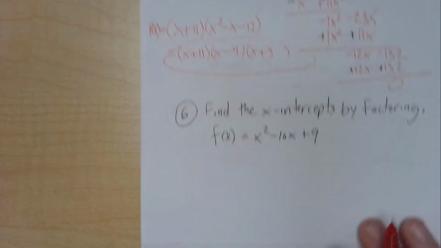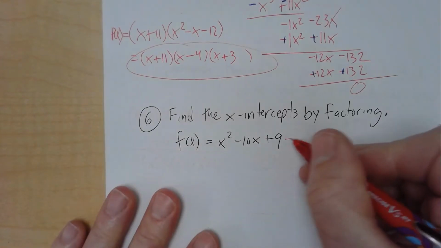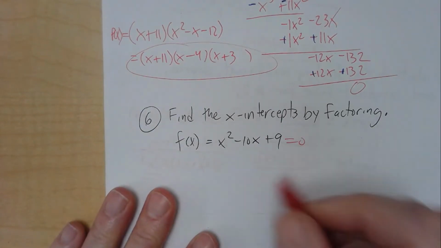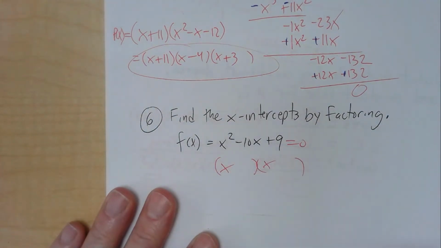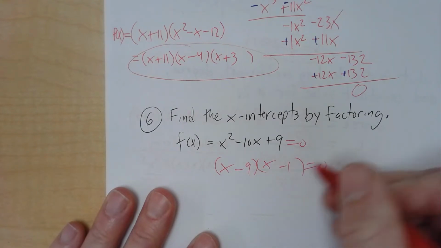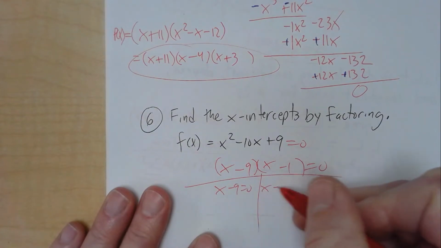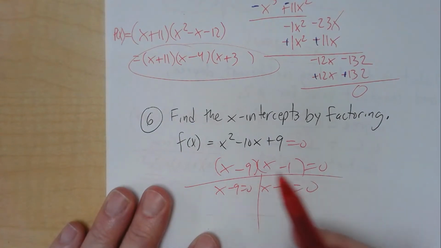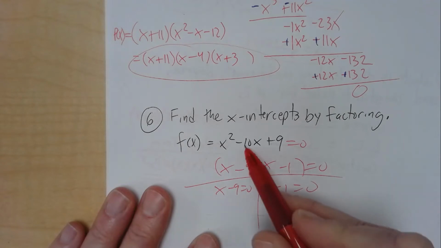Now it's asking us to do the whole thing, but it's x squared instead of x cubed. So we set it equal to 0. It's not factored, so we want to factor it so I can set factors equal to 0. -9 and -1 would be the factors. 0 product property. Because -9 and -1 make 9, and when you add -9 and -1 you get -10.